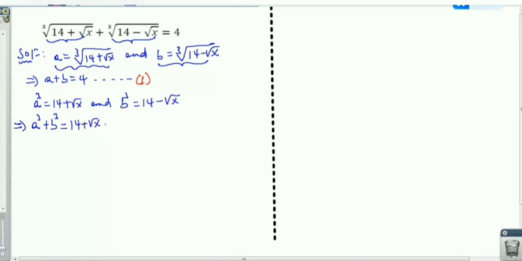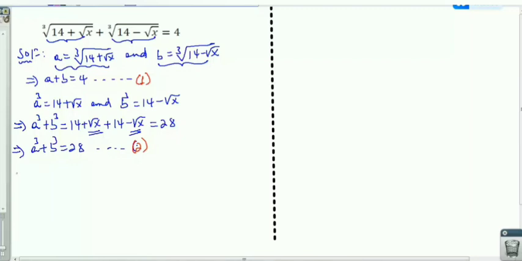Now add these two things. Adding, a cube plus b cube becomes 14 plus root x plus 14 minus root x. So the root x terms will be eliminated, it becomes 0. Therefore 14 plus 14 is 28. So you see, a cube plus b cube becomes 28. Call this equation number 2.